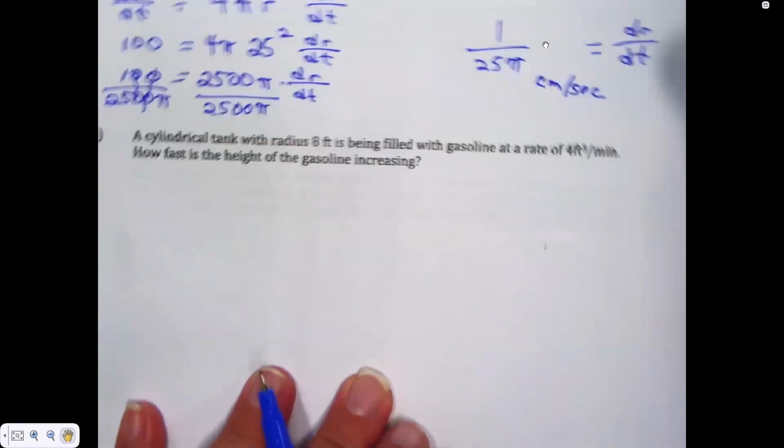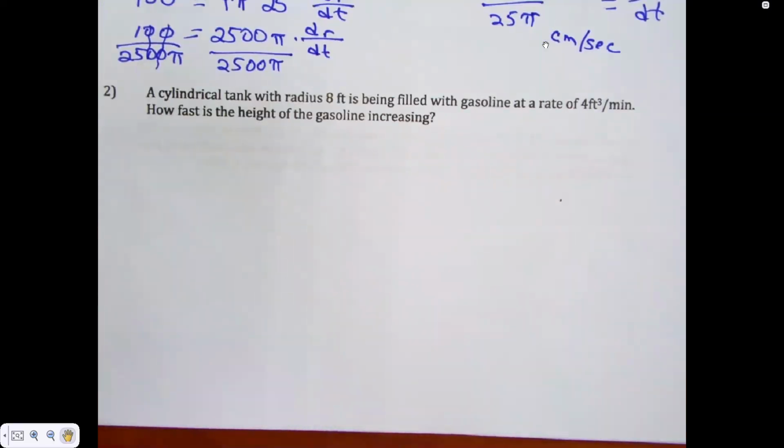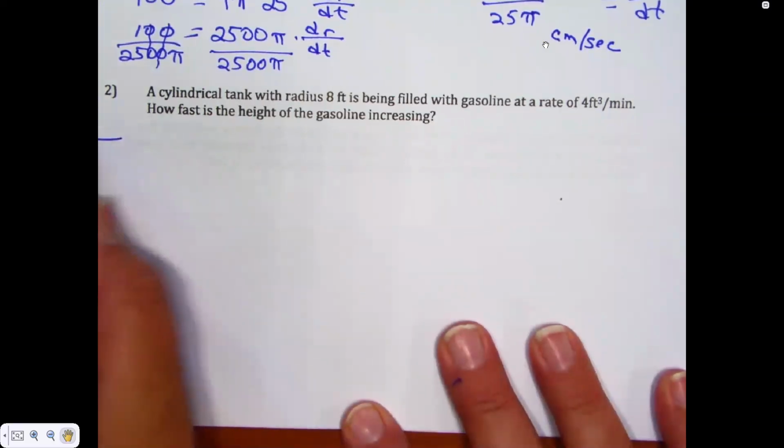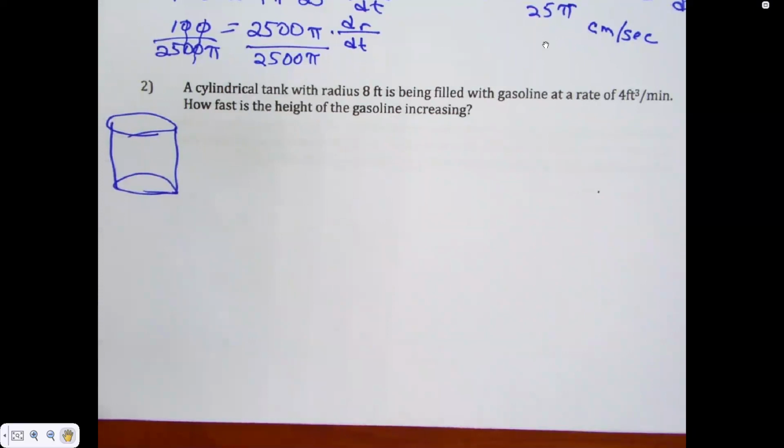All right. A cylindrical tank. Do we know what that is? Cylinder, like a can of soup, but this is a big tank. I think it's holding gasoline, okay? So a big cylinder. You don't have to draw a picture, but can you see any of that? All right, so a cylindrical tank with radius 8 feet is being filled with gasoline at a rate of 4 cubic feet per minute. How fast is the height of the gasoline increasing?